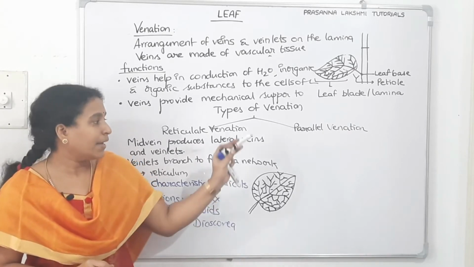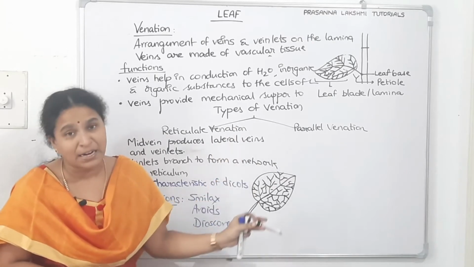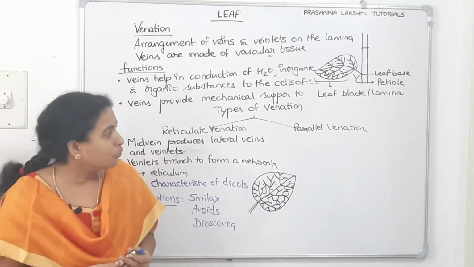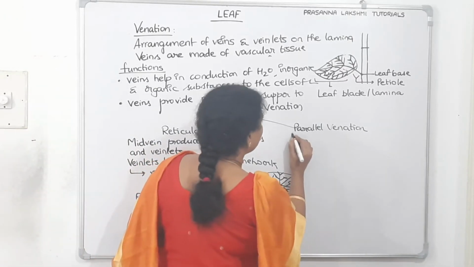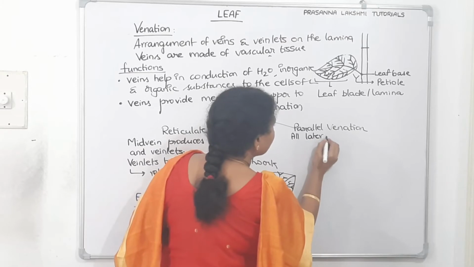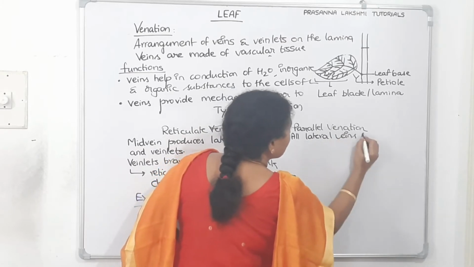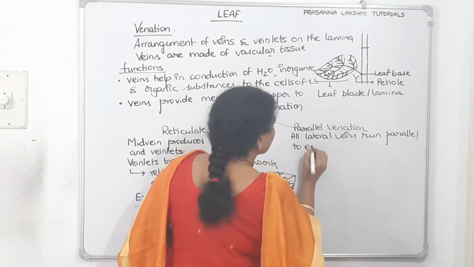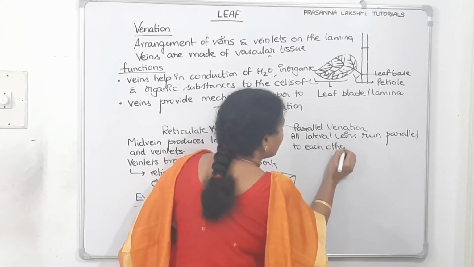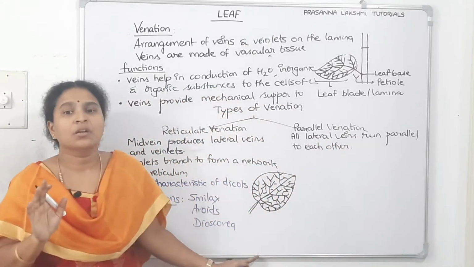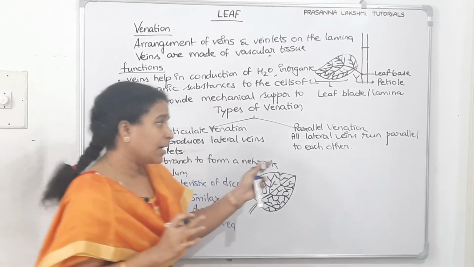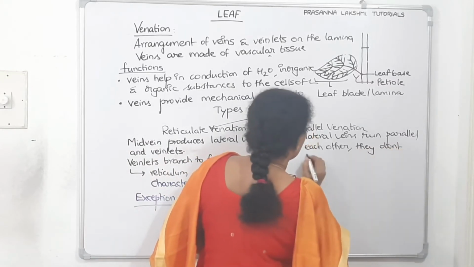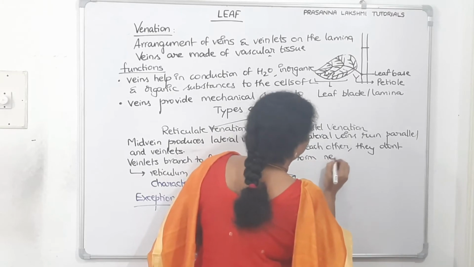Okay. Now I think you understood reticulate venation. Let's go for parallel venation. In parallel venation, all lateral veins run parallel to each other. Since they are running parallel to each other, it is called parallel venation, and they don't form a network.